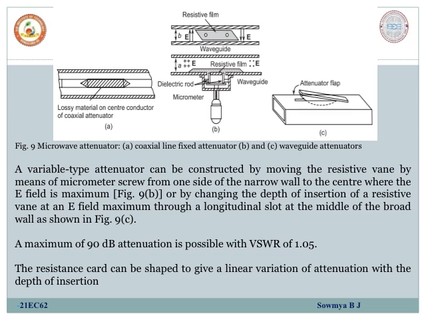As you can see here, the first one is the coaxial fixed attenuator. There is a lossy material on the center conductor of this coaxial attenuator. This is mainly used to absorb some of the power.